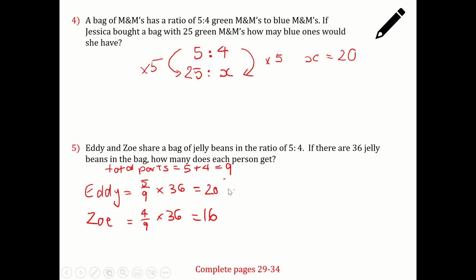And if you add 20 plus 16, you should get 36 in total because there was 36 that were being split. So make sure you've got all that information filled into your notes booklet. When you have done that, you can go to finish pages 29 to 34 in your workbook.